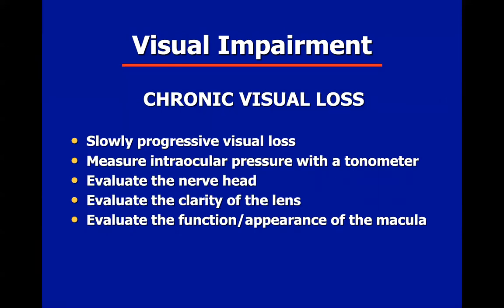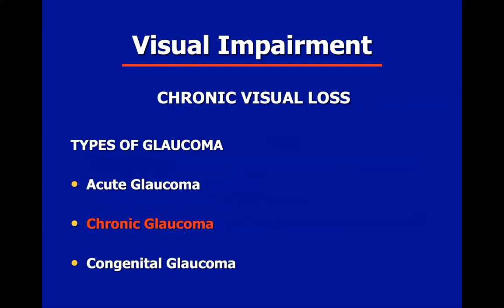It's important to measure the intraocular pressure, evaluate the nerve head, evaluate the clarity of the lens, and also evaluate the function and appearance of the macula. So under chronic visual loss, we talked about the types of glaucoma. We talked about the acute glaucoma. We're going to be now talking about the chronic glaucoma. I'm not going to be covering the congenital glaucoma until you come to the 5th year.